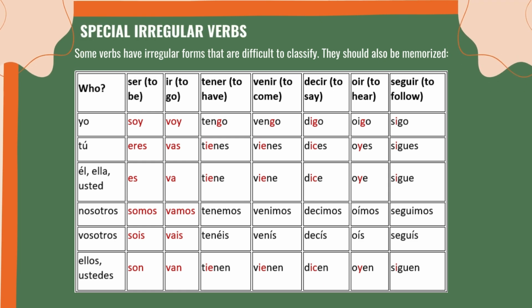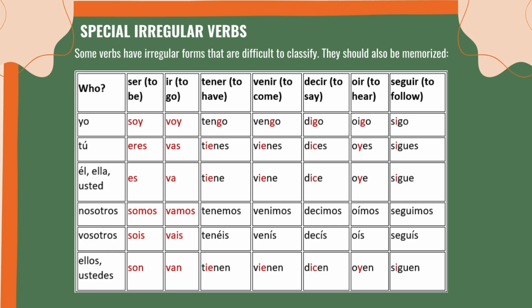Finally, we have some verbs with irregular forms that are difficult to classify. These should also be memorized. For ser, to be, we say soy, eres, es, somos, sois, and son. For ir, to go, we say voy, vas, va, vamos, vais, and van. For tener, to have, we say tengo, tienes, tiene, tenemos, tenéis, and tienen.